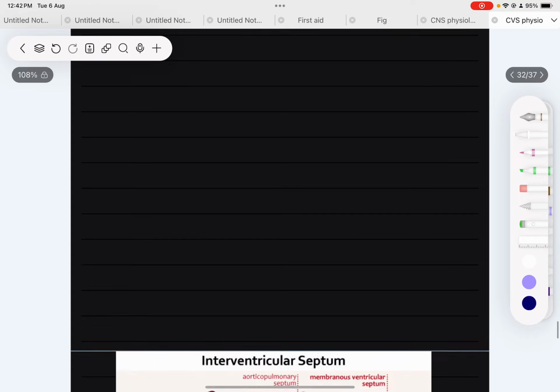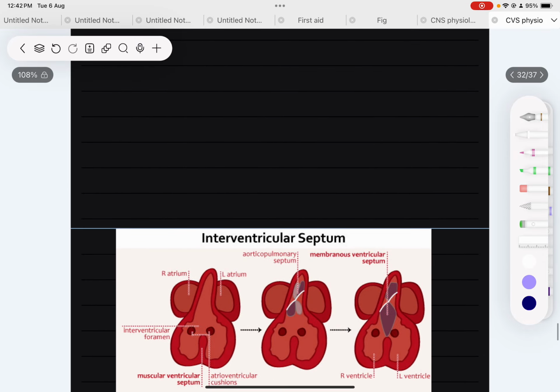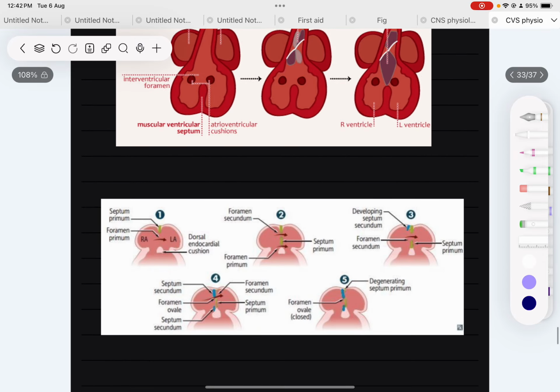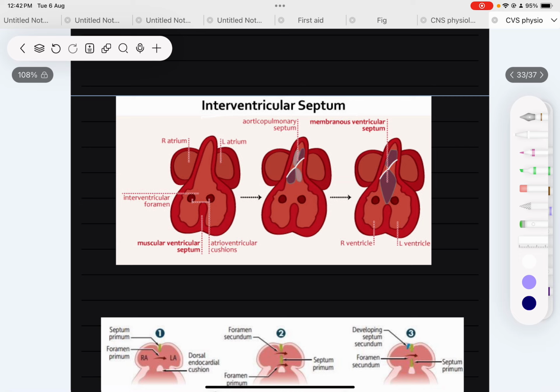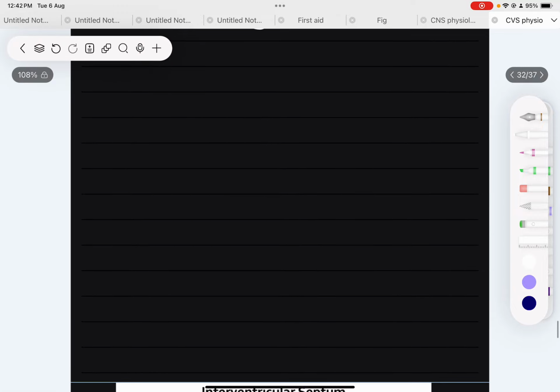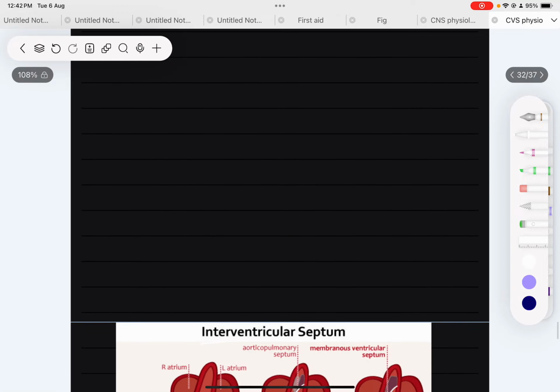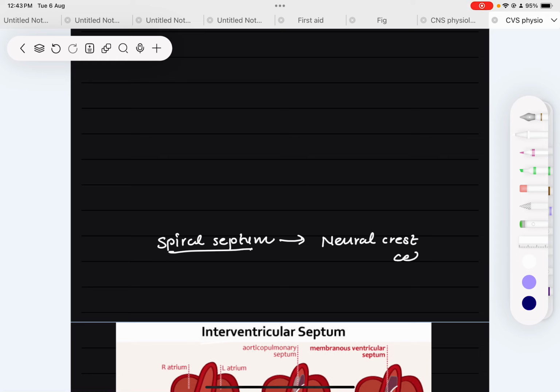We have to learn about the two development of structure. So first is interventricular septum and second one is fossa ovalis. So let's see. So the interventricular septum, this is first, so this is spiral septum which is derived from the neural crest cell.